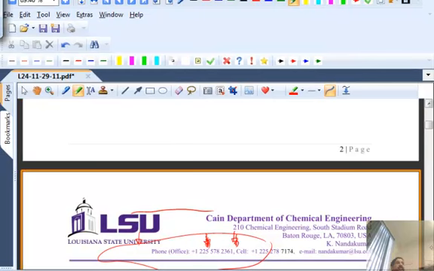I'm guaranteeing, I want you to study this. I'm going to have one question on this problem in your final exam.